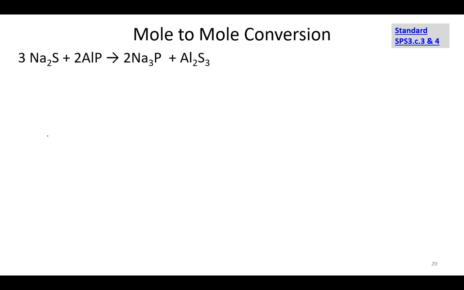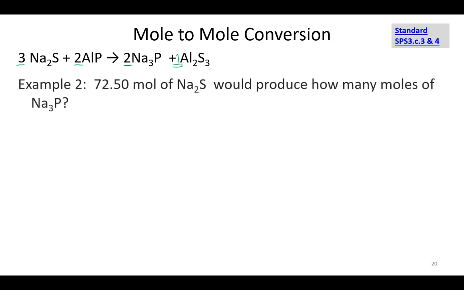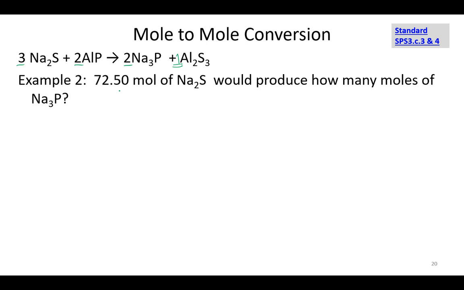This one, I'm giving you the balanced chemical equation, and I'm not even giving you words, so it makes it a little bit easier. So I can see my coefficients are 3, 2, 2, and that invisible 1. If you want to fill in the 1 to remind you that it's there, you're more than welcome to. So my problem is asking me that if I start with 72.5 moles of sodium sulfide, how many moles of sodium phosphide would I produce?